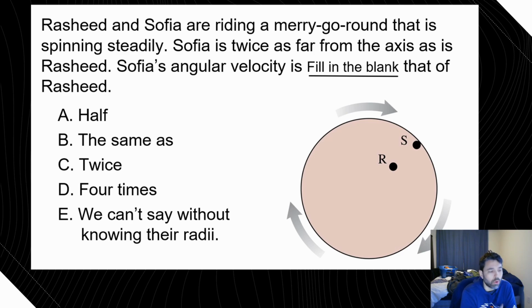All right, so pause it. Ask yourself the answer. Think about it. You're back. Okay, so the answer here, we're looking for angular speed. The answer is going to be the same. It's the same speed. The answer is B.